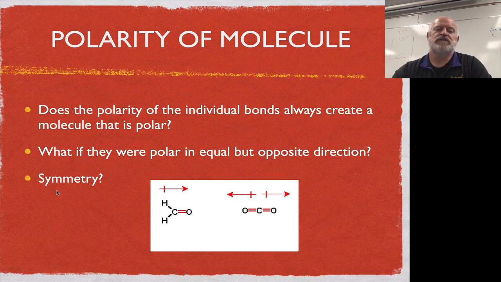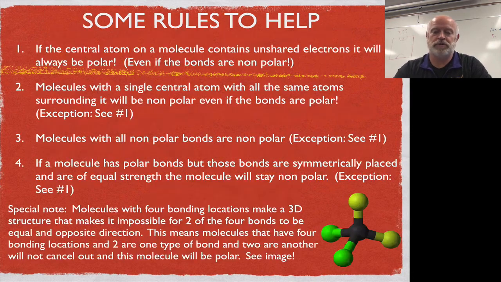To do this, we look for symmetry, all right? This molecule is not symmetrical. This one is, all right? That's our first step. Things that are not symmetrical, if they have polar bonds, are going to produce polar molecules. Things that are symmetrical, even though they have polar bonds, might produce a nonpolar molecule, okay? So here are some rules to help us out.